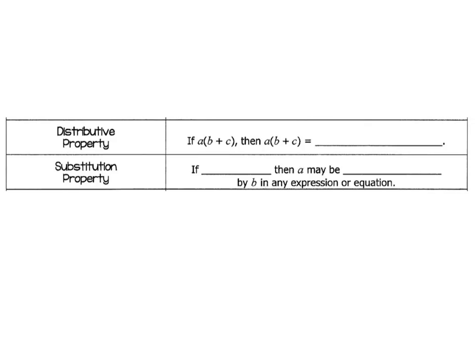All right, now the distributive property. If we have the expression A times B plus C, then A times B plus C equals A times B plus A times C. We're just formally stating the distributive property. And then the substitution property. If A equals B, then A may be replaced or substituted by B in any expression or equation. So if A and B are the same value, we can substitute in B for A at any time.